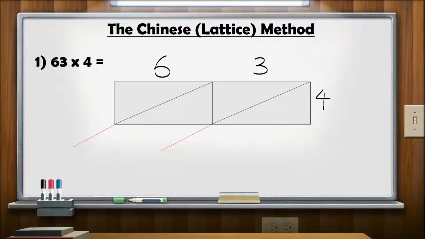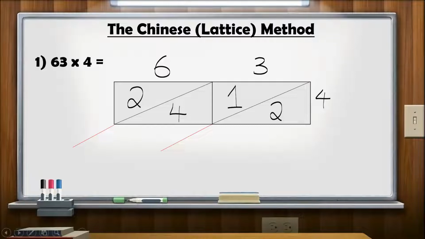Now that you have set up the question, I am ready to do my multiplication. So I'm going to multiply 3 with 4. So 3 times 4 is 12. So I'll put my 1 tens here and my 2 units here. Moving on to the next number, I'm going to multiply 6 with 4. So 6 times 4 is 24. So I'll put my 2 tens here and my 4 units here.